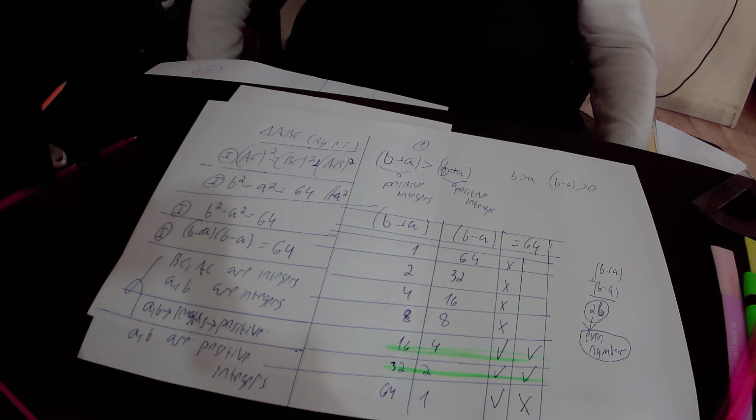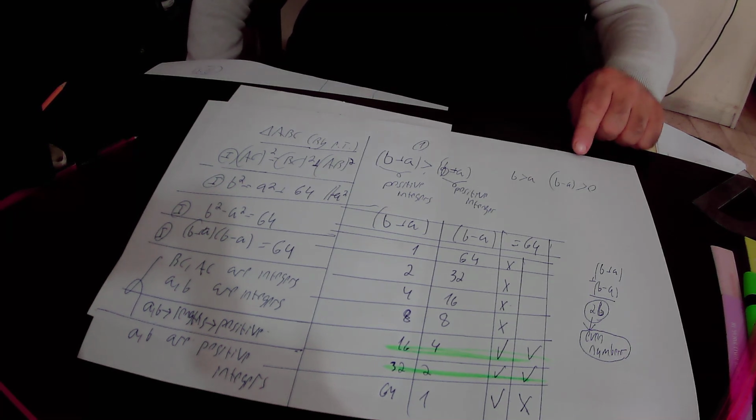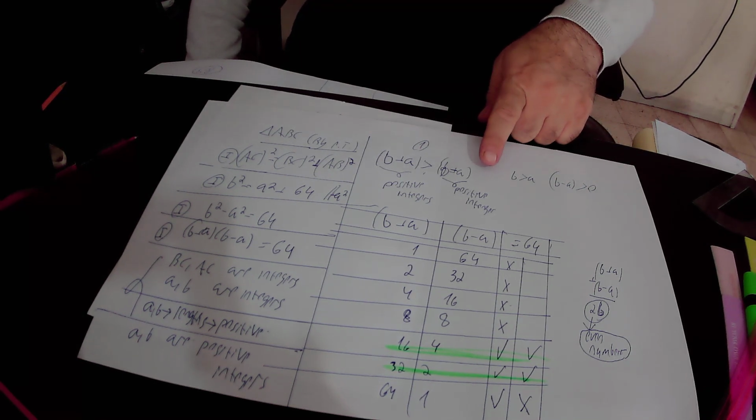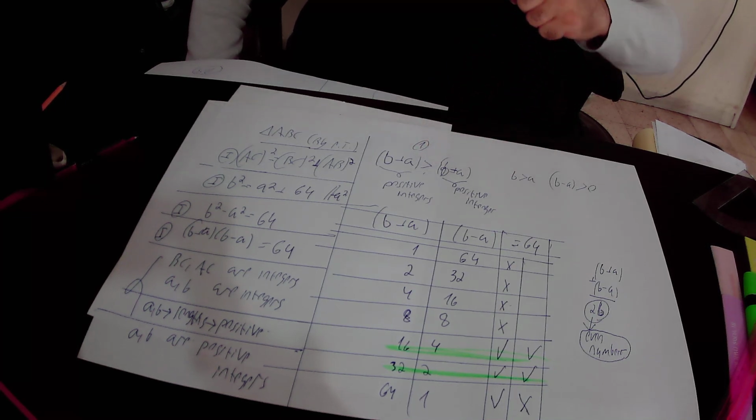B is a positive integer, A is a positive integer, and B minus A is positive. That is to say, B minus A must also be a positive integer, because when you subtract or add positive integers to other positive integers, the result is always a positive integer. So if the result is not negative, then B minus A, where both are positive integers, must be a positive integer. So B minus A is also a positive integer, and B plus A is also a positive integer.